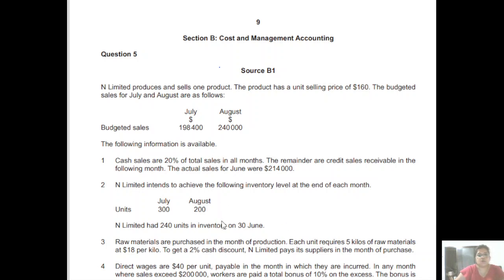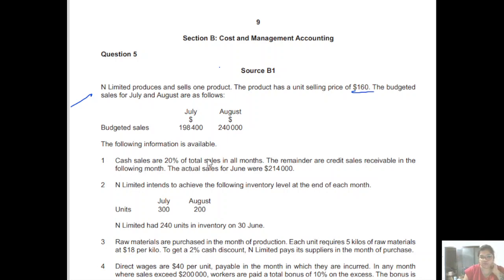In this question, N Limited produces and sells one product. Here they produce and sell only one product, and the product has a unit selling price of 160. The budgeted sales for the months of July and August were given to you, which are 198,400 and 240,000. The following information is available.